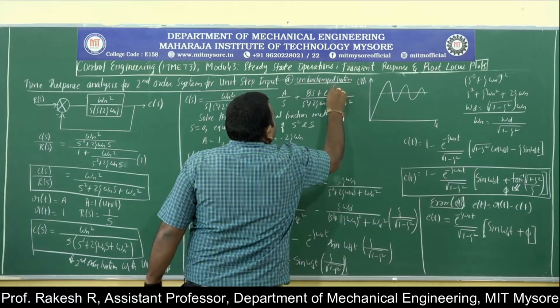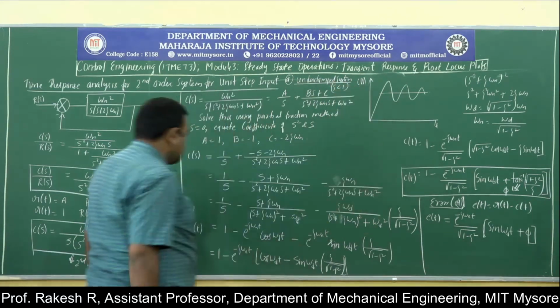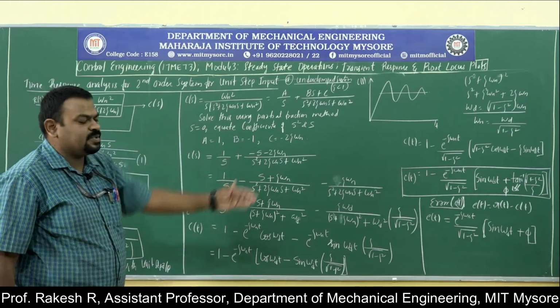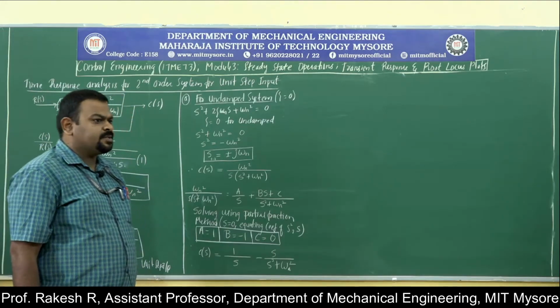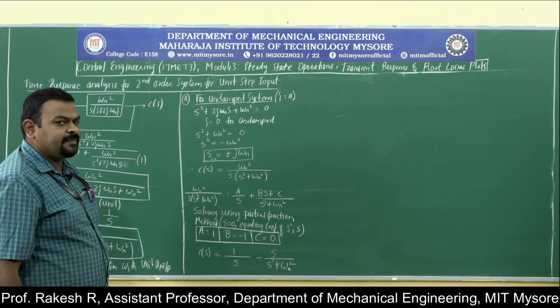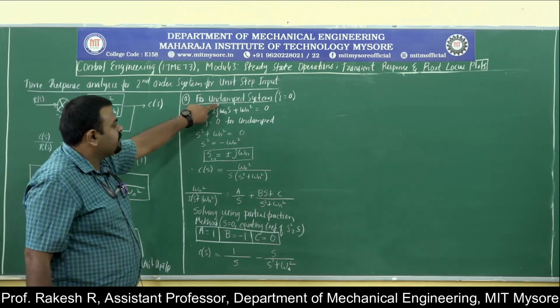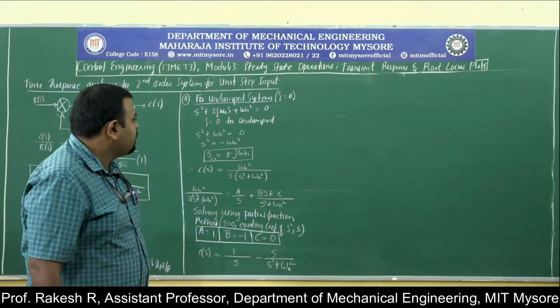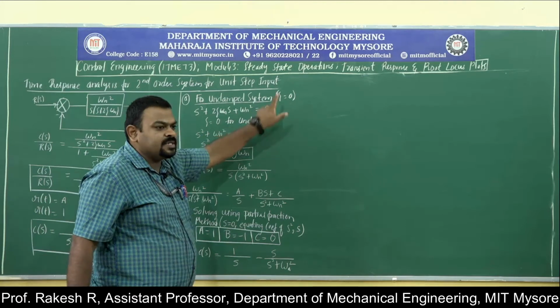That means zeta is less than 1 here. Since it is an underdamped system, we have derived all those expressions. Let us solve the time response analysis of unit step input for the undamped system. An undamped system is nothing but a system with no damping. The value of zeta will be equal to 0.